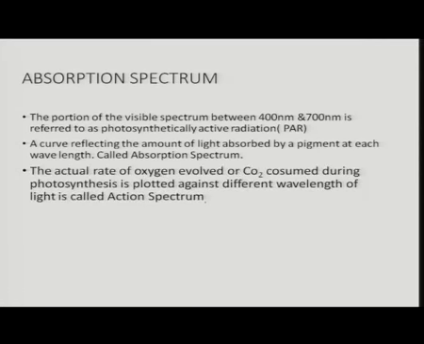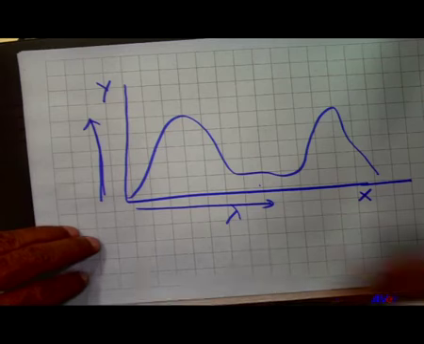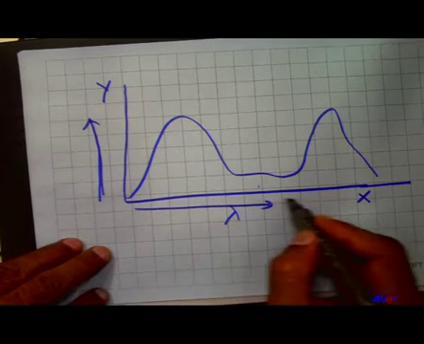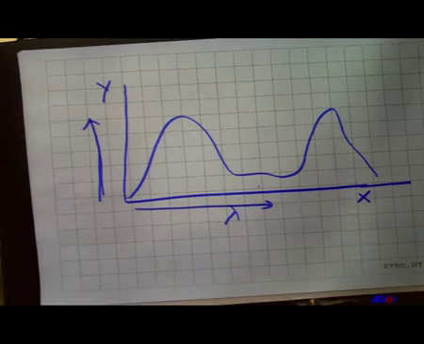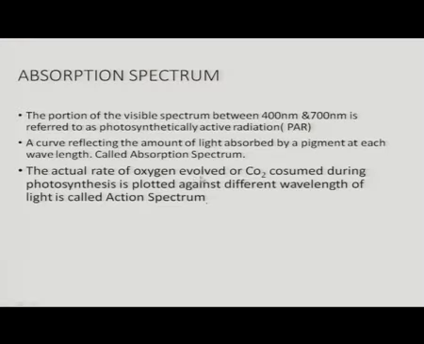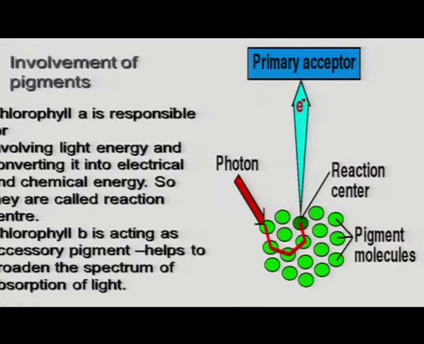There is another graph, the rate of photosynthesis against the wavelength, the actual rate of oxygen evolved. The actual rate of oxygen evolved means the rate of photosynthesis. If a huge amount of oxygen is evolved during photosynthesis, it means the rate is very high. The actual rate of oxygen evolved and carbon dioxide consumed during photosynthesis, plotted against the wavelength, gives the action spectrum.